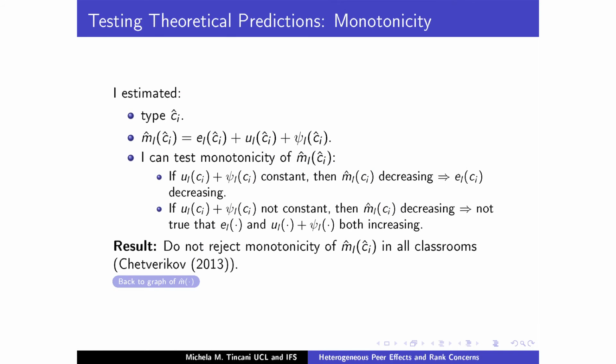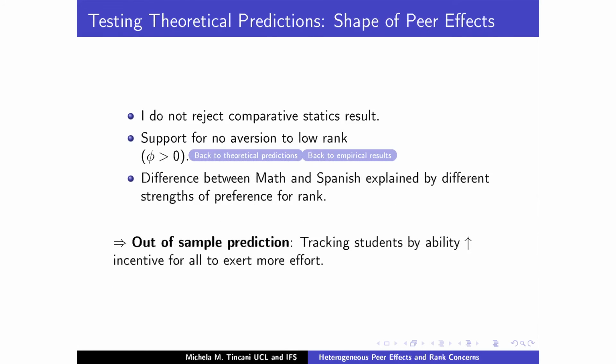I don't have time to go through this, but I said I can at least test monotonicity. Let me just say I used Dennis's paper to test monotonicity of M, which is not the same thing as testing monotonicity of E, which is really what I'm after, but at least it's nice that I see that M is monotone decreasing. I do not reject the comparative static results. I showed you the graphs look the same. The theoretical predictions are the same as the empirical findings.